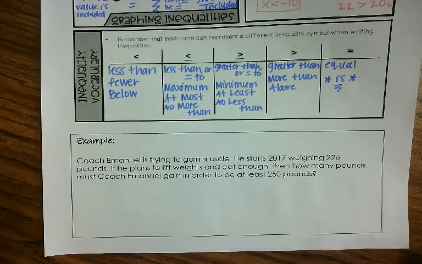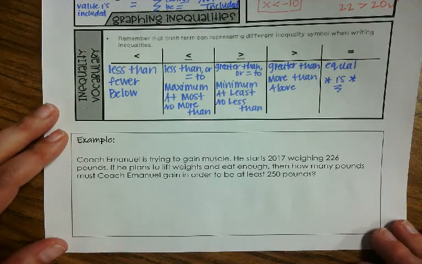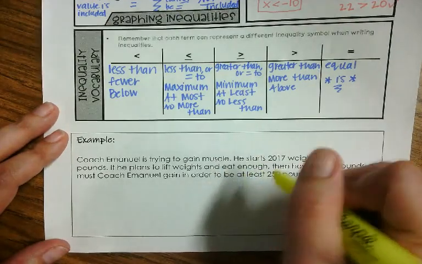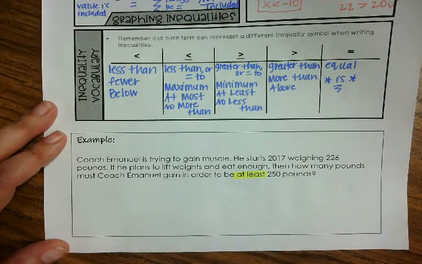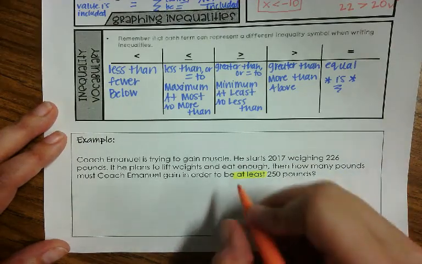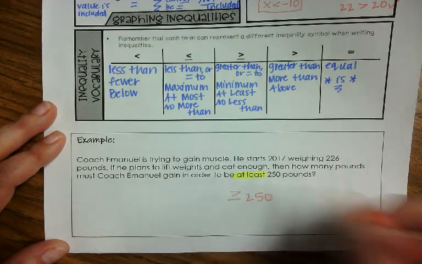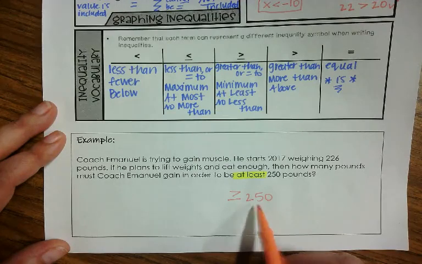Alright, so then let's look at an example of an inequality word problem and solve it together. Coach Emmanuel is trying to gain muscle. He starts 2017 weighing 226 pounds. If he plans to lift weights and eat enough, then how many pounds must Coach Emmanuel gain in order to be at least 250 pounds? So first I'm going to start with our inequality symbol, at least. That means that he can be equal to 250 pounds, or he can be greater than that. He wants to weigh 250 pounds or more.